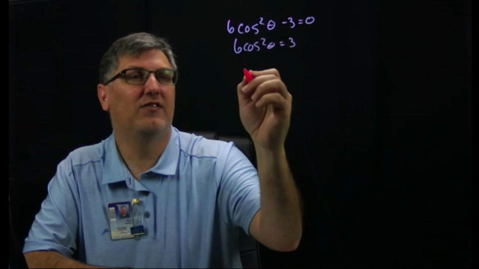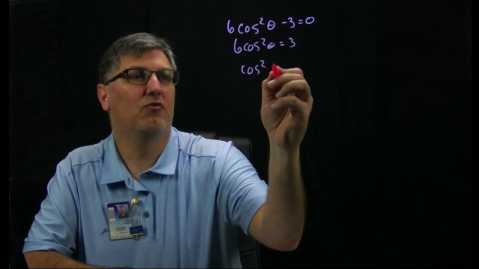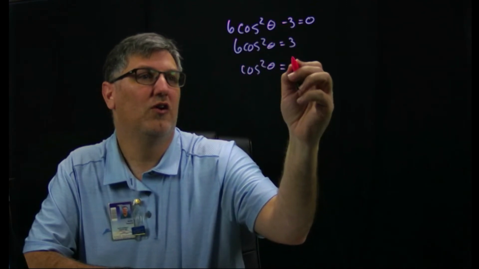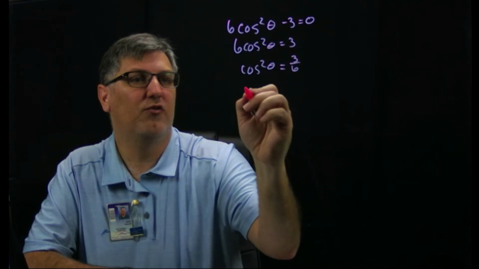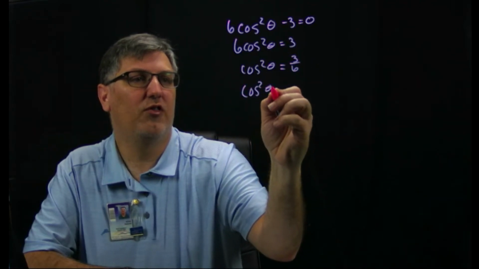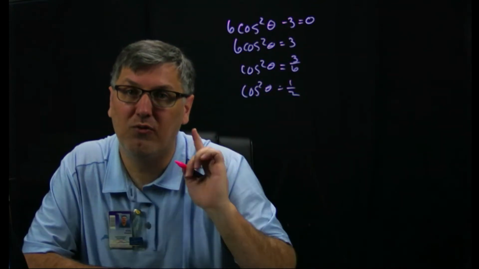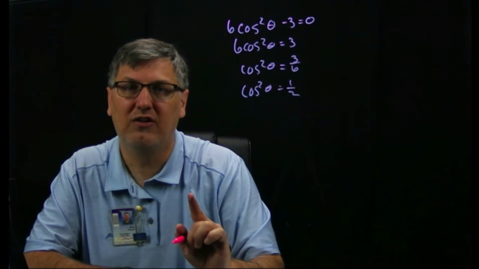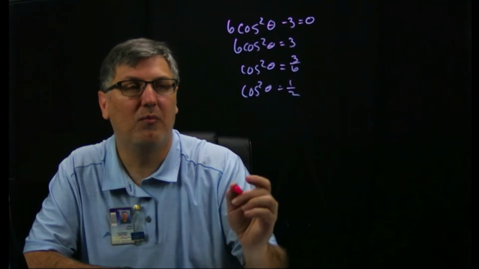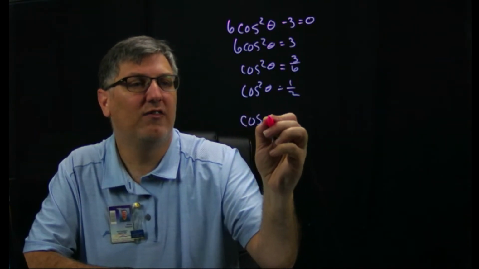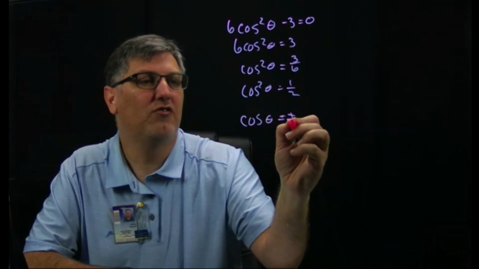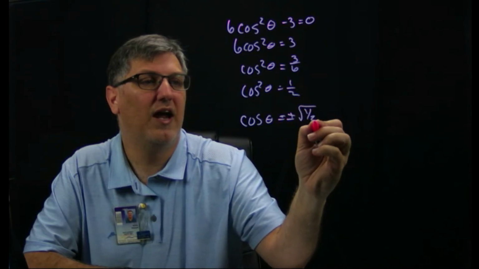I'm going to divide by 6, and I have cosine squared theta equals 3 over 6. Reduce your fraction. Cosine squared theta equals 1/2. I need to take the square root. Now you have to remember, every single time you take the square root, you must put the plus or minus. So I'm going to have cosine theta equals plus or minus the square root of 1/2.